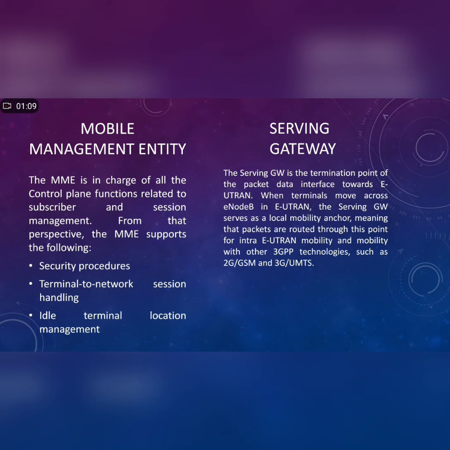The next one is the serving gateway. The serving gateway is the termination point of the packet data interface towards the E-UTRAN. When terminals move across eNodeBs and E-UTRAN, the serving gateway serves as local mobility anchor, meaning that the packets are routed through this point for intra-E-UTRAN mobility and mobility with other 3GPP technologies, such as 2G GSM and 3G UMTS. The basic function of the serving gateway is to manage the user IP tunnels between the eNodeB and the Packet Data Network Gateway.